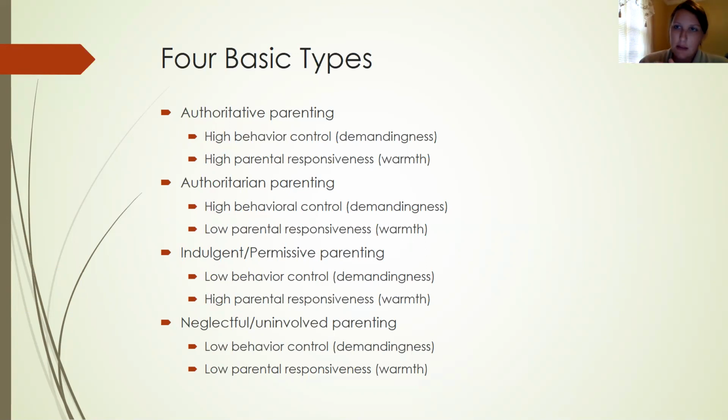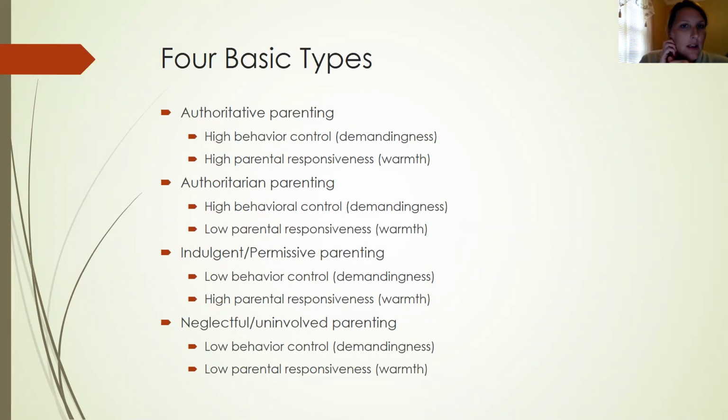So we base these categories on level of demandingness, which is how demanding the parents are, and how warm the parents are. So level of warmth: how inviting are they? How likely are they to give affection, things like that.